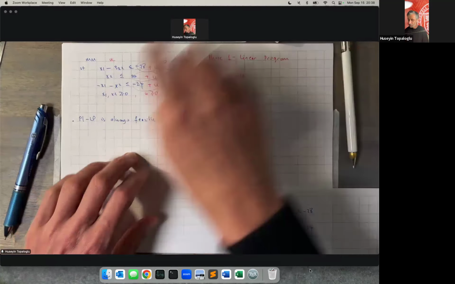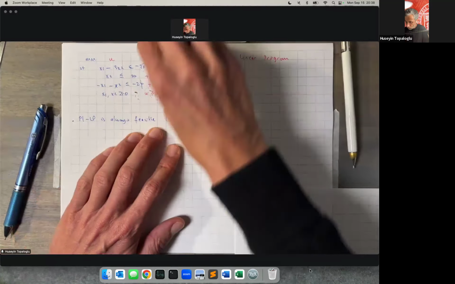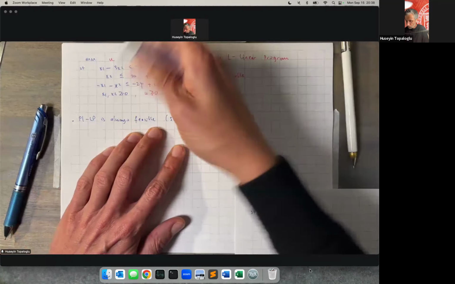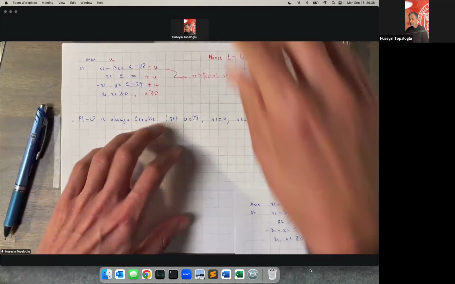So this solution would be feasible. So the phase one linear program is always feasible. There is no question of the feasibility of the phase one linear program. There's always a feasible solution.